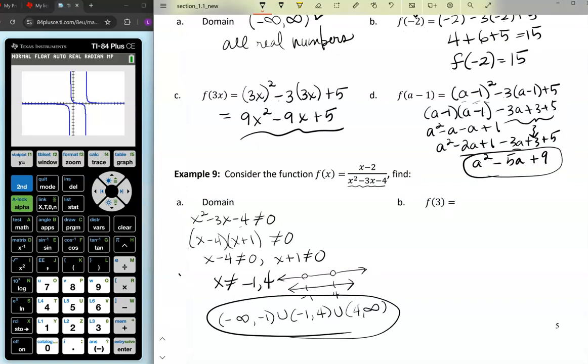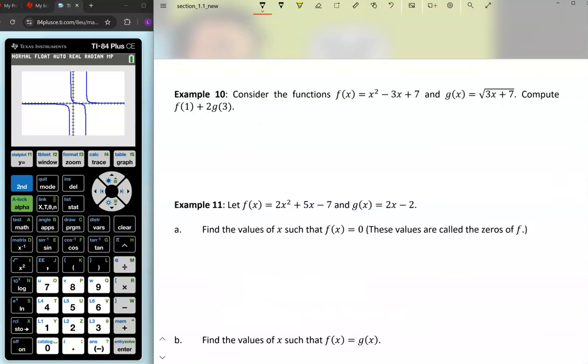So there's my domain. All right, now the function evaluation, f of 3, means everywhere there's an x, plug a 3 in. Cannot emphasize enough, please use parentheses. So we have 1 in the numerator over 9 minus 9 minus 4. So we get -1/4.